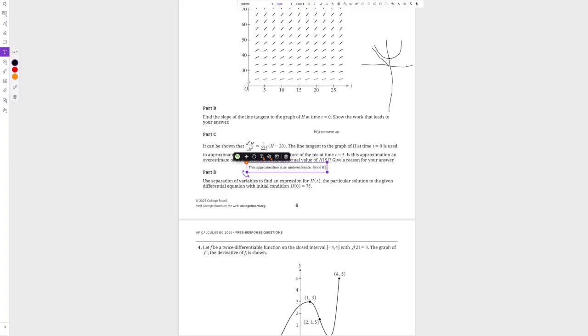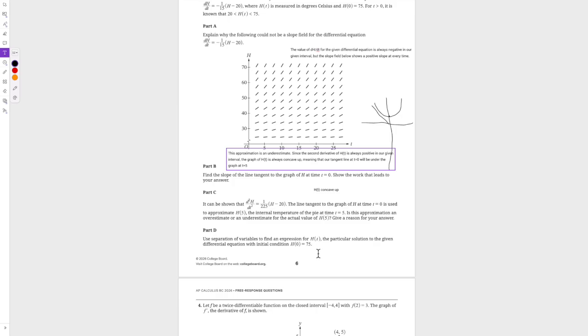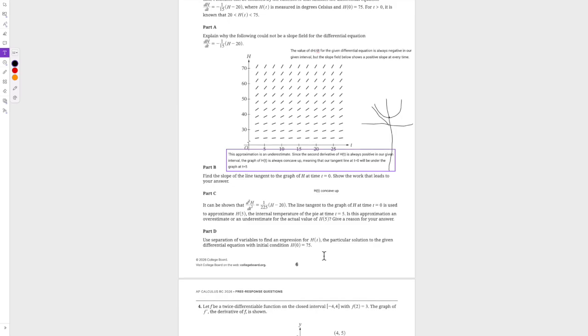Why? Since the second derivative of h is always positive in our given interval, the graph of h is always concave up, meaning that our tangent line at t equals 0 will be under the graph at t equals 5. Fantastic. So now we're going to be doing part D, which is using separation of variables to find an expression for h of t.